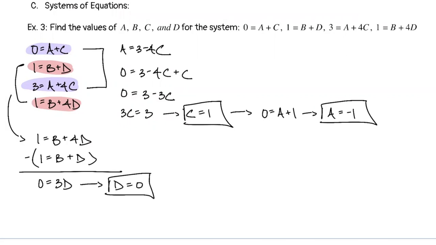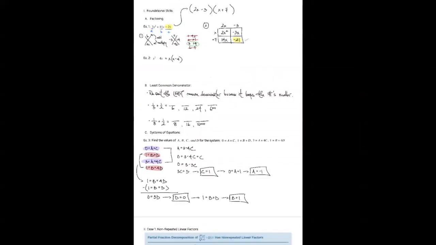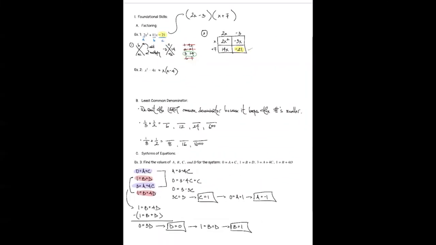And from here, we can find B. I think if we choose the top red one, right, then we could see that B equals 1. All right. So let me zoom in so we could see this whole page right here. All right.